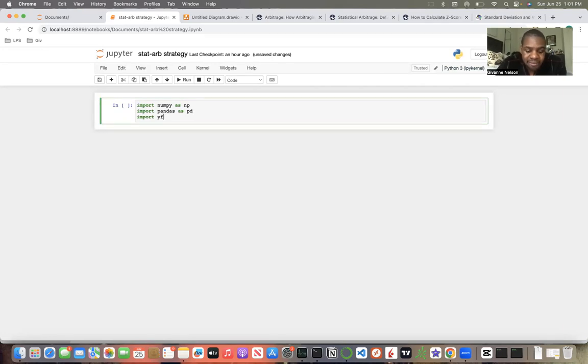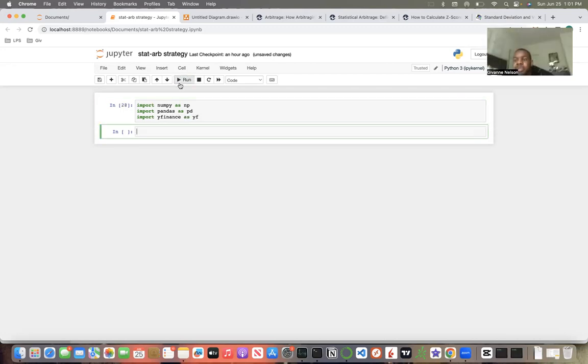Let's import yfinance as yf. Okay, now I'm going to pull this up again. And now we're going to create an object to calculate the z-score. To create an object, you utilize a class, and that allows you to build your own objects. So actually let's call it StatArb.